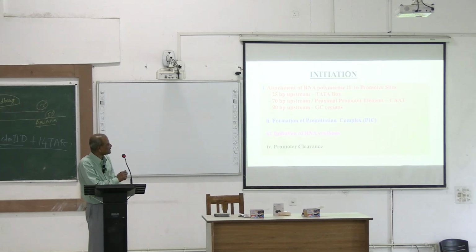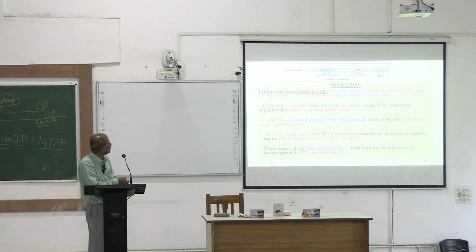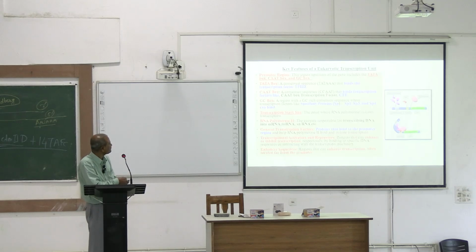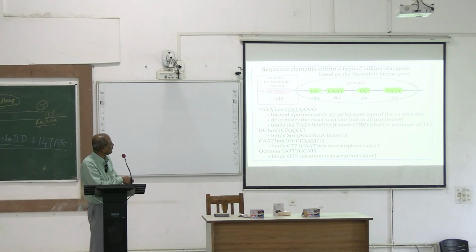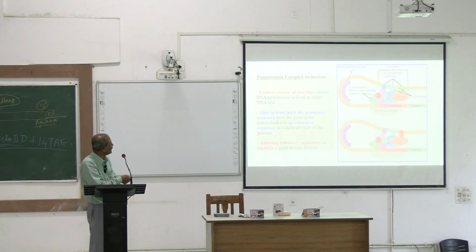This part I have discussed: formation of the pre-initiation complex, then initiation of RNA synthesis, and then the promoter area will be cleared also. The transcription unit I showed yesterday. The key feature is that the entire unit involved in transcription is called a transcription unit. It is not that the GC box will always be here; it can be elsewhere. In the thymidine kinase gene, you can see the GC region is here also. So it is not uniform; this is a general idea.